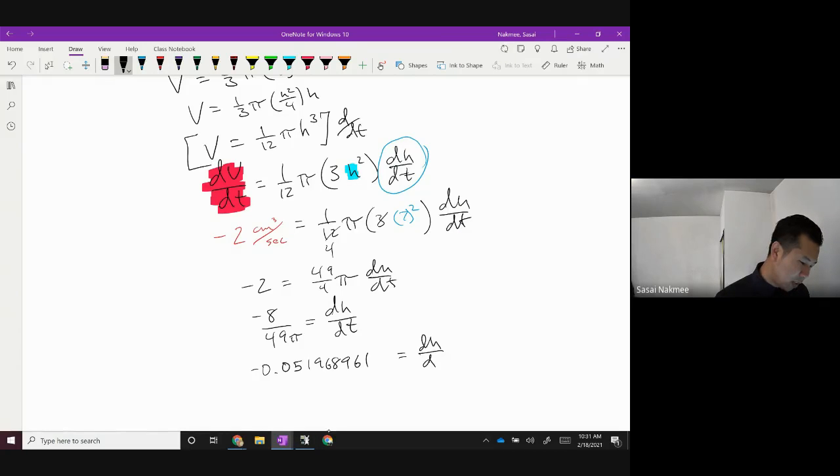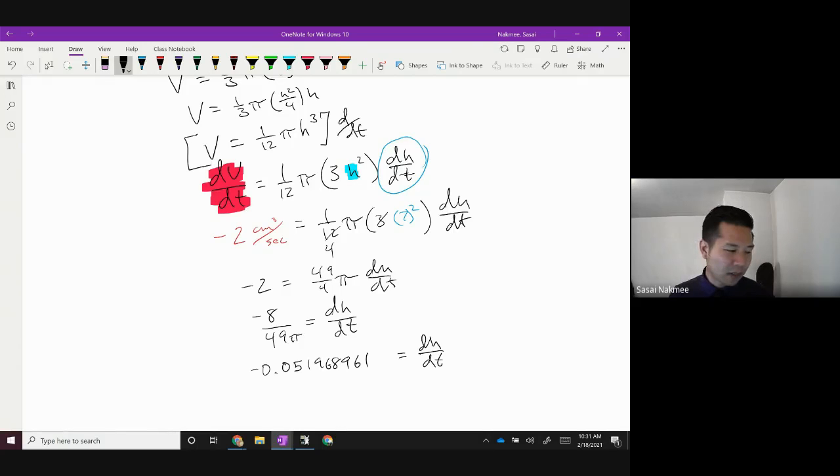What do you guys think the units are for this one? The rate at which the height is changing is negative, which makes sense because if the volume's leaking, the height is decreasing, so it's going down, it's getting lower. So the rate being negative makes sense.